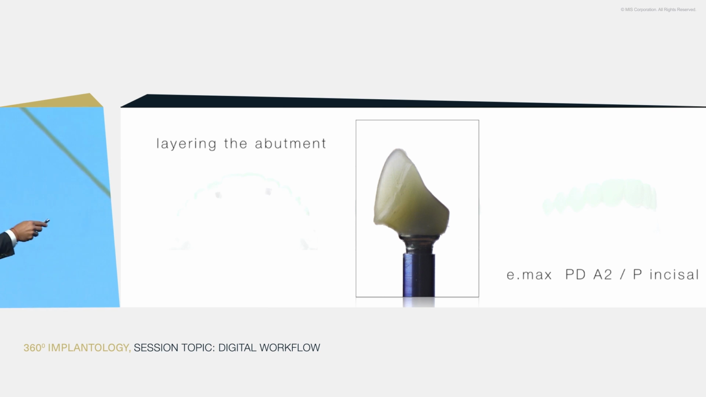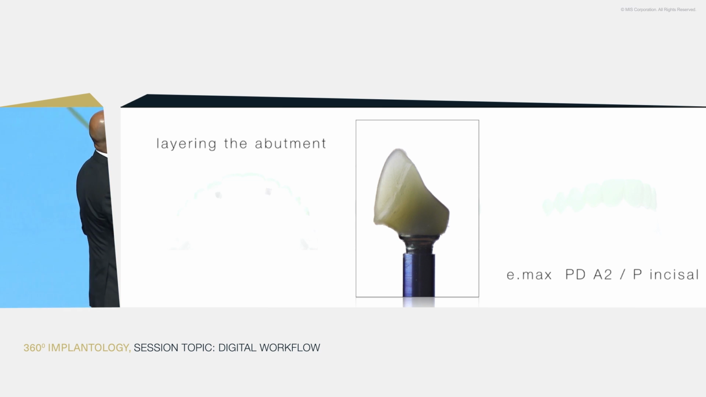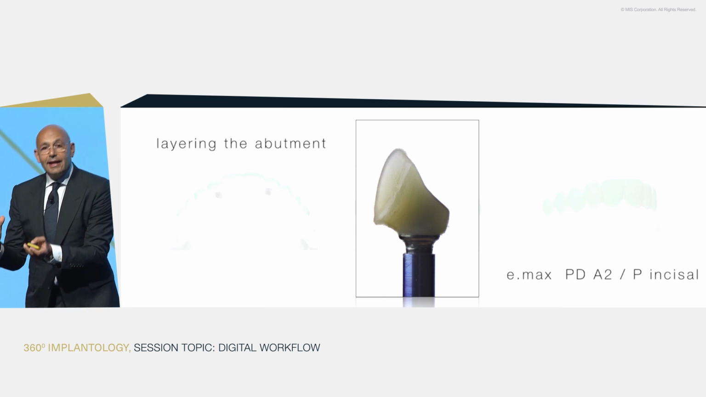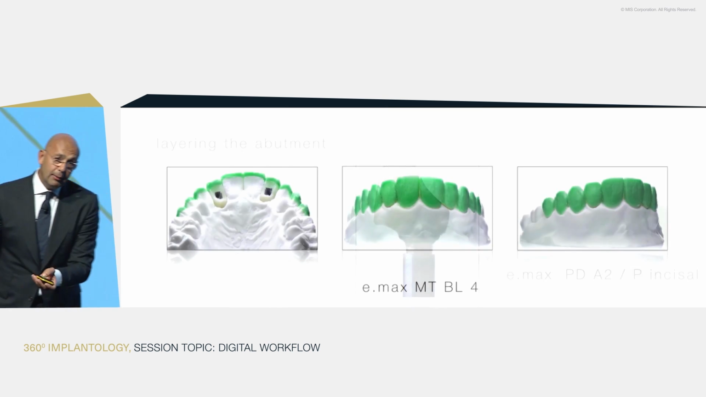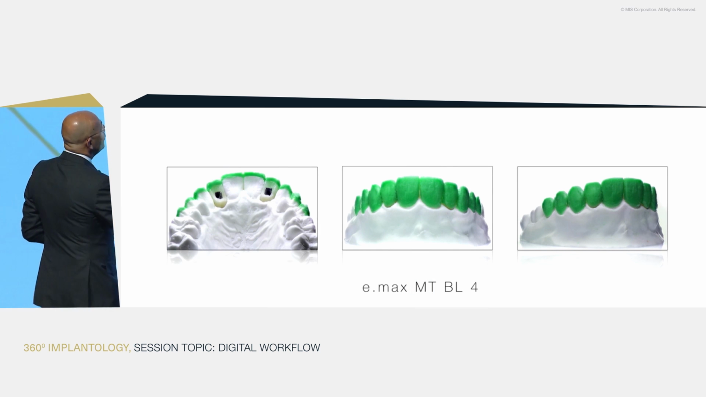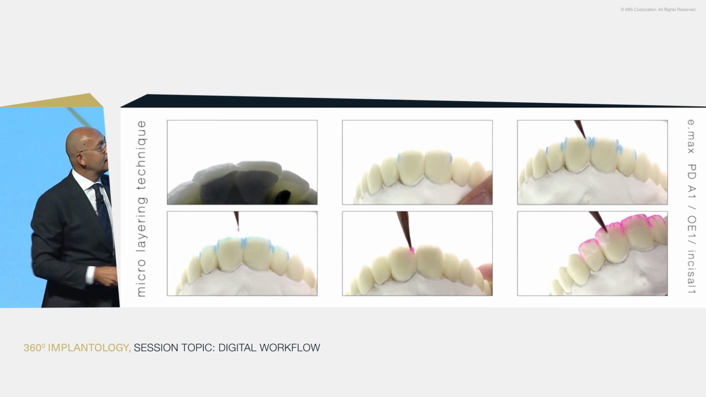Here, what he did over the abutment that I was mentioning to you, he layered it with the power dentin A2 and power incisal just to make it look exactly alike with the shape and color of the adjacent teeth. On top of that, when it's done, he does his wax up and he does his micro layering technique.